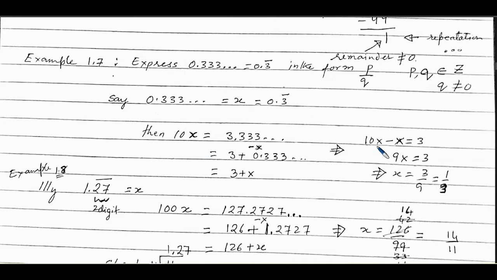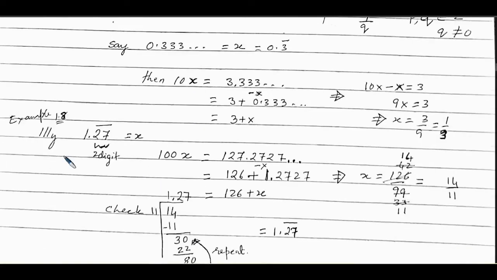So I have an equation: 10x minus x is equal to 3. This x goes to the left-hand side, the plus x becomes minus x. That's why I have written 10x minus x is equal to 3. Then 10x minus x is 9x is equal to 3. So x is equal to 3 by 9, that is equal to 1 by 3. So I can write 1 by 3 is equal to 0.3 bar.